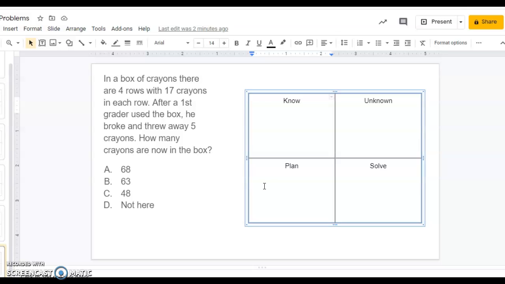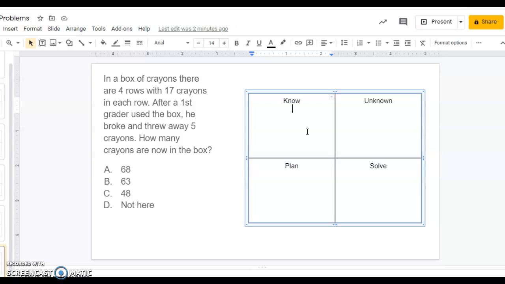So first, of course, I'm going to read the problem, most likely more than once. So in a box of crayons, there are 4 rows with 17 crayons in each row. After a first grader used the box, he broke and threw away 5 crayons. How many crayons are now in the box? So I'm going to read it again and then make sure I start to fill out my know.